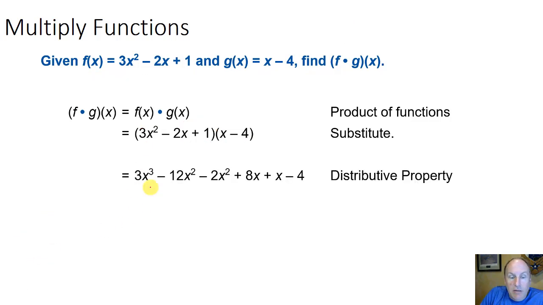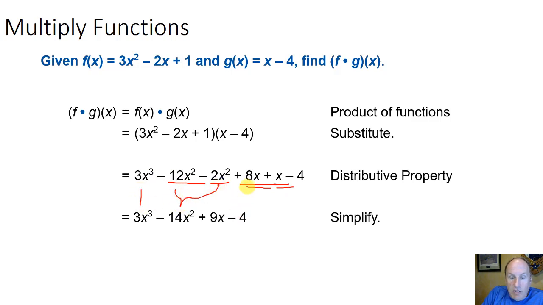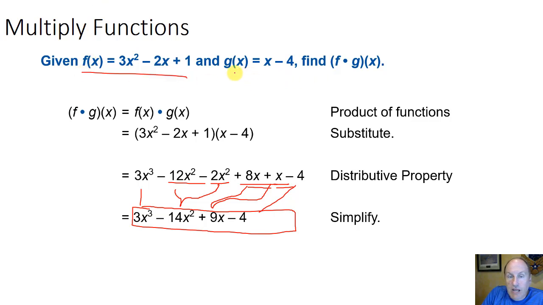So distributing gives us 3x to the third minus 12x squared minus 2x squared plus 8x plus x minus 4. We're going to look for like terms and combine the like terms, which gives us 3x to the third minus 14x squared plus 9x minus 4. And that is f times g of x, given that f of x is this first function and g of x is this second function.